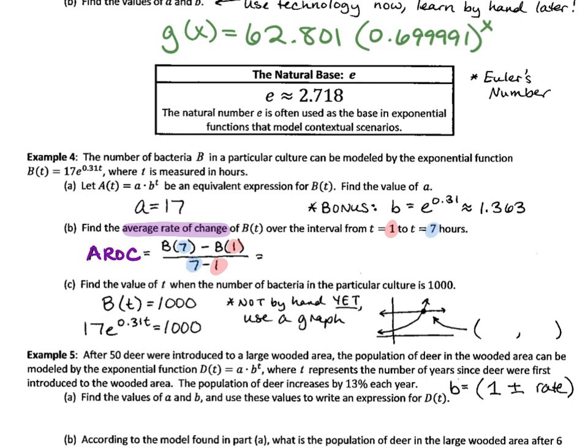So let's figure out what this actually means for me to do. B of 7 means that I want to write the function 17 times e raised to 0.31, but not multiplied by t anymore, multiplied by what? 7. B of 1 means I want to type in 17 times e to the 0.31 times what? 1, all over 7 minus 1. This is the inputs and outputs for this function at 2 particular points. We're just going to find the rate of change between 2 points.